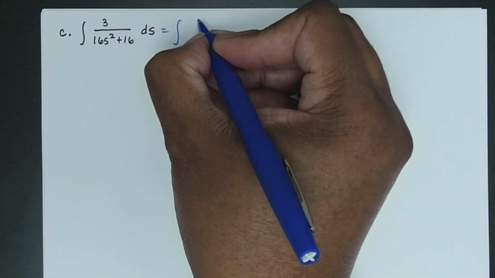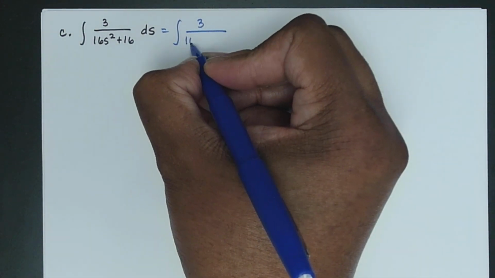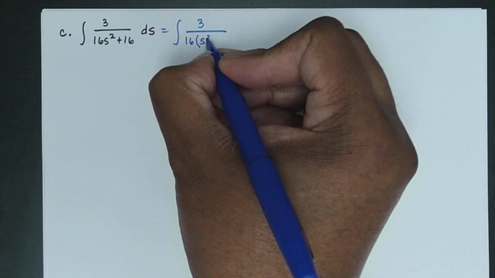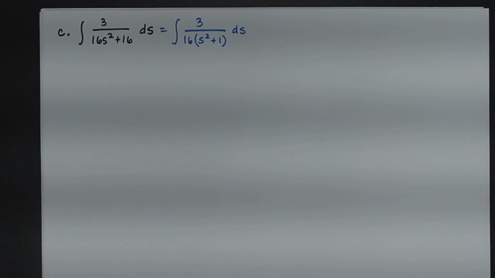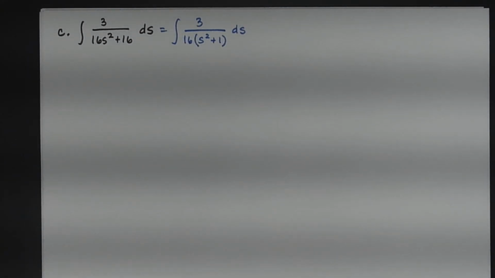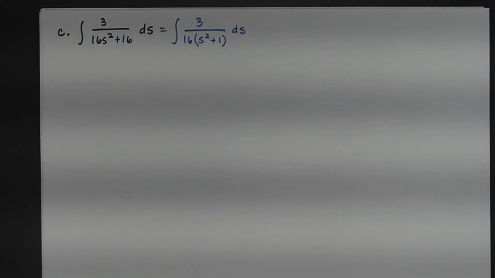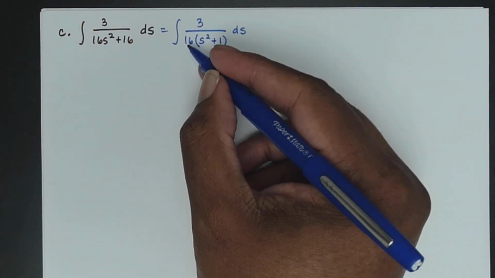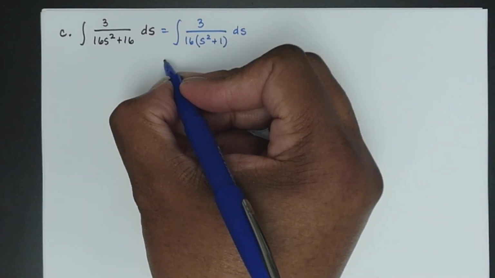So I'll bring over the integral of 3. In the denominator, I can pull out the 16, which is my common factor, and I'll have s squared plus 1 inside. So I have the integral of 3 divided by 16 times s squared plus 1 ds. Now the 3 and the 16, those are constants. That's like 3 over 16. I can pull that out in front of the integral sign.